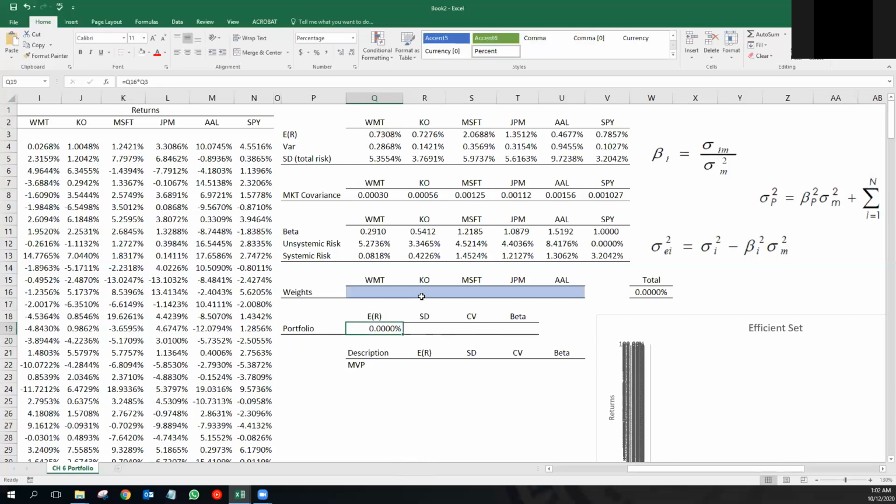Right now it's showing zero because we don't have an assigned weight. But that's what's going to happen once we have those numbers in there, which will be the final step we're going to do. All right?